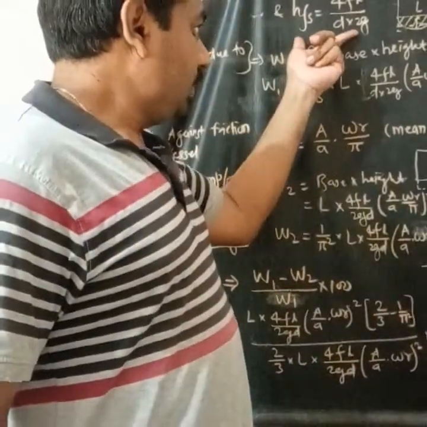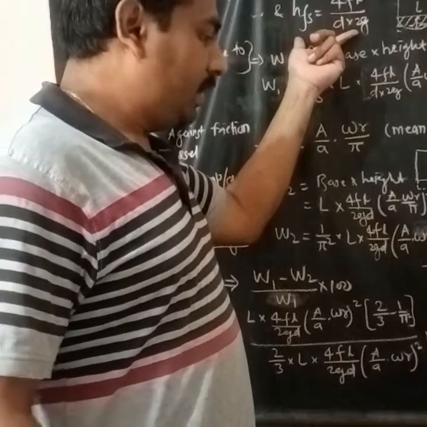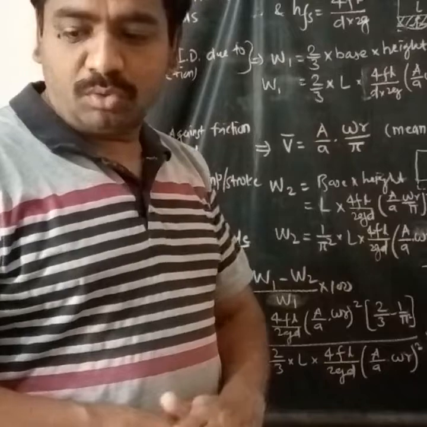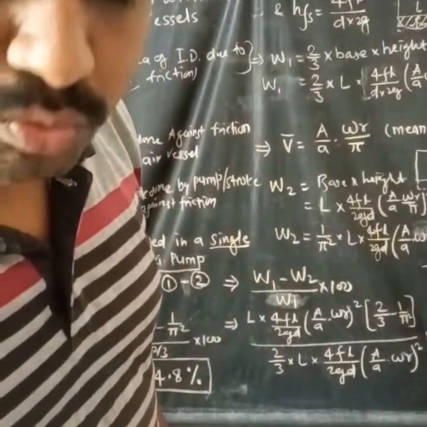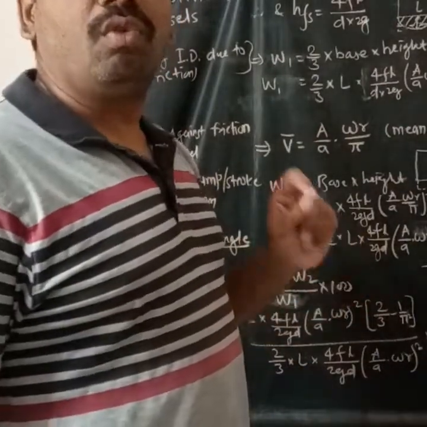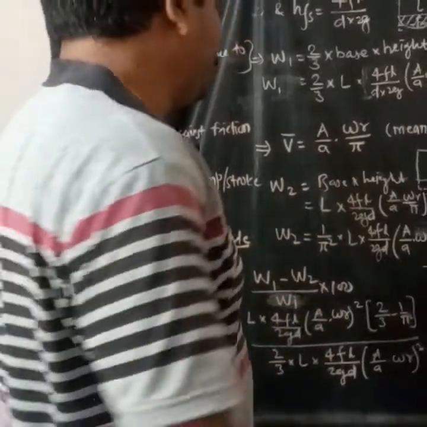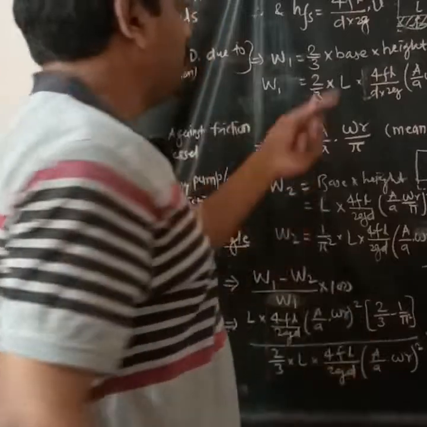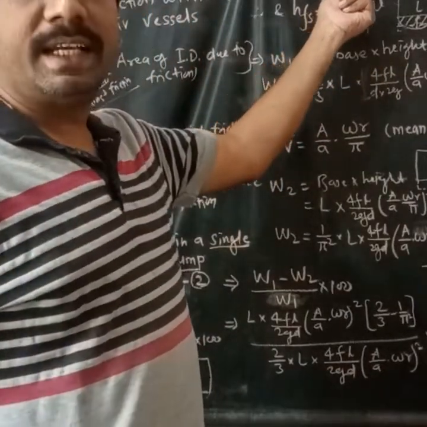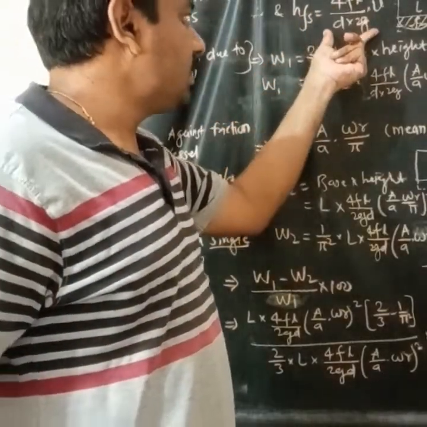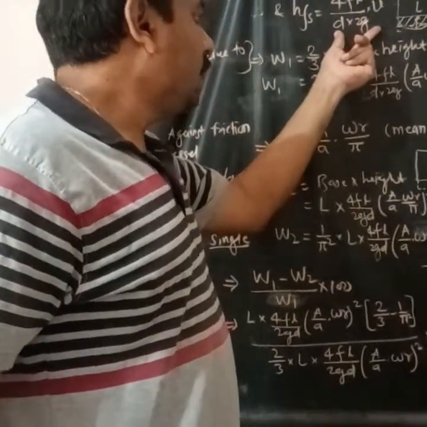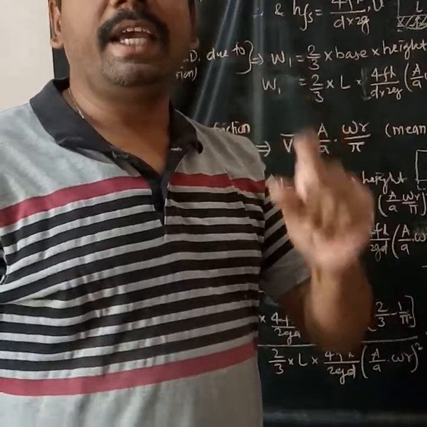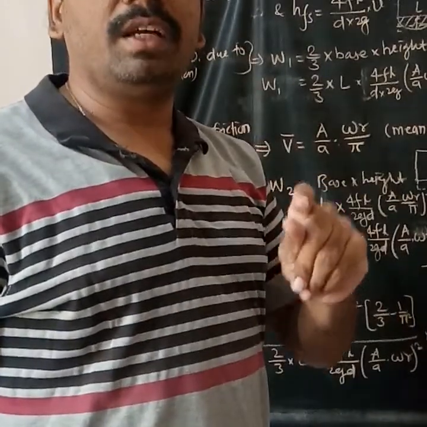Now this can be calculated by the expression, and what is that expression? That expression is hf, that is hfs, equals 4 f l v square upon 2 g d. So whenever v is represented by A by a omega r sine theta, at that time hfs equals 4 f l v square upon 2 g d. Now the work done can be represented as the area of that particular parabola.